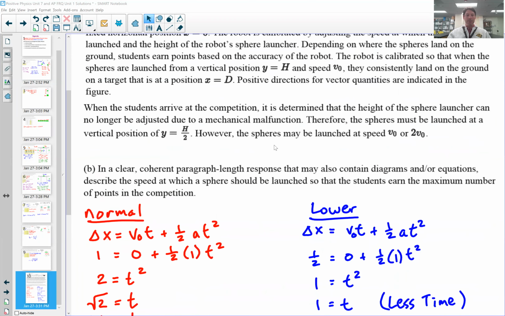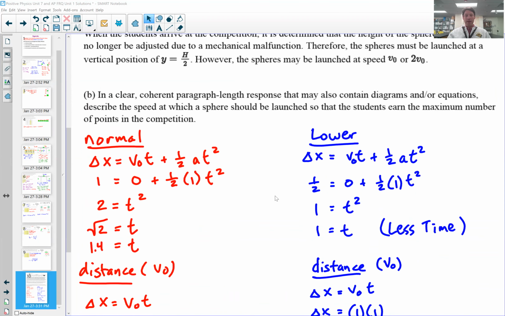Now the question says, in a clear, coherent paragraph length response that may also contain diagrams and or equations, describe the speed at which the sphere should be launched so that the students can earn maximum number of points in the competition. And so hopefully you've looked at the rubric and you've seen what needed to be included in that paragraph. But here is how you can mathematically support it.